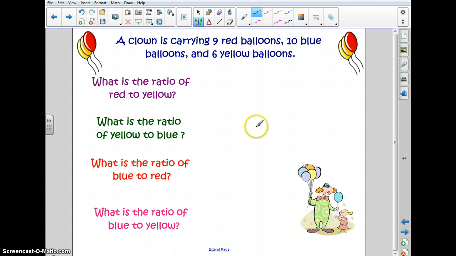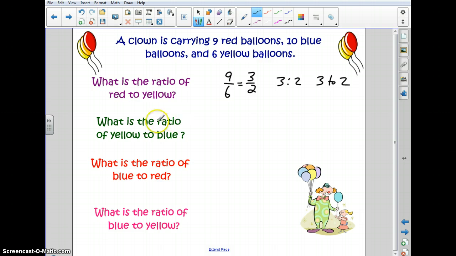Moving on. Here's another example for us to try. A clown is carrying 9 red balloons, 10 blue balloons, and 6 yellow balloons. The ratio of red to yellow: red is 9, yellow is 6. Simplify down, it becomes 3 to 2. And I could write it 3 to 2.